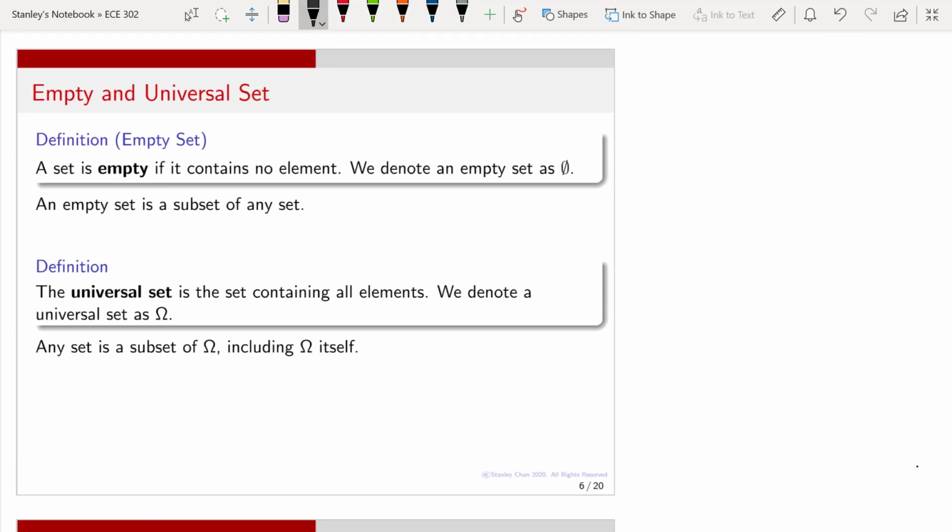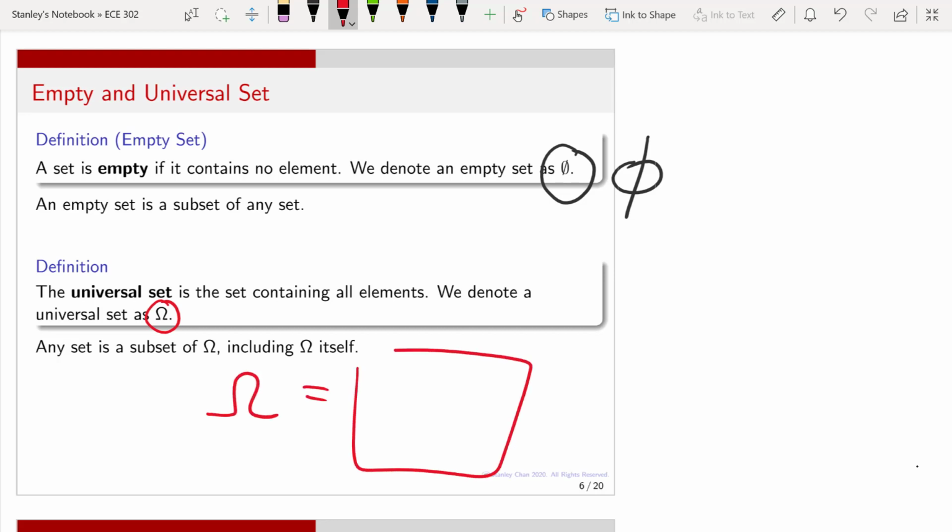There are two additional sets that I want to introduce. One is called the empty set. We say that a set is empty when it contains no element, and we're going to use the notation 0 with a stroke to denote an empty set. The other one is called the universal set. For the universal set, I'm going to use the notation omega. Omega will contain everything you have, and inside this omega you can have set A, set B, and so on.